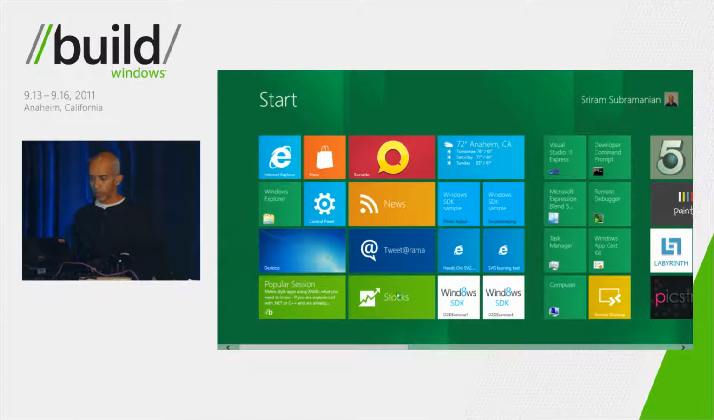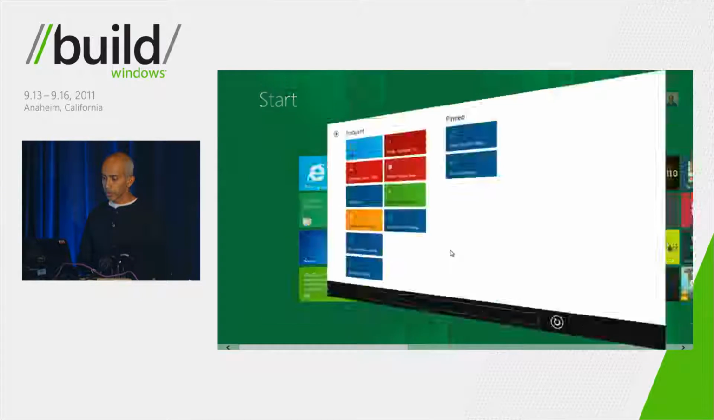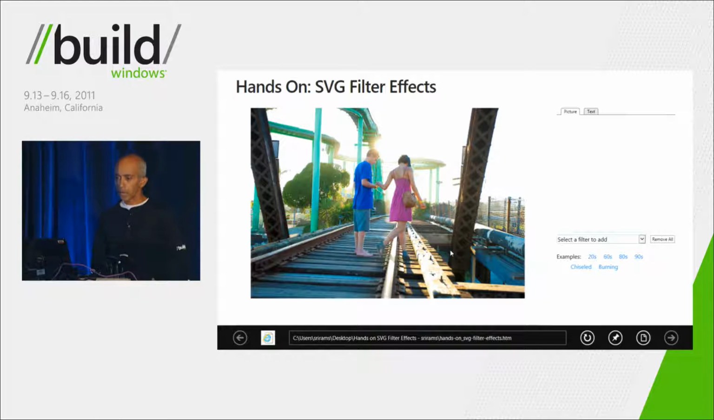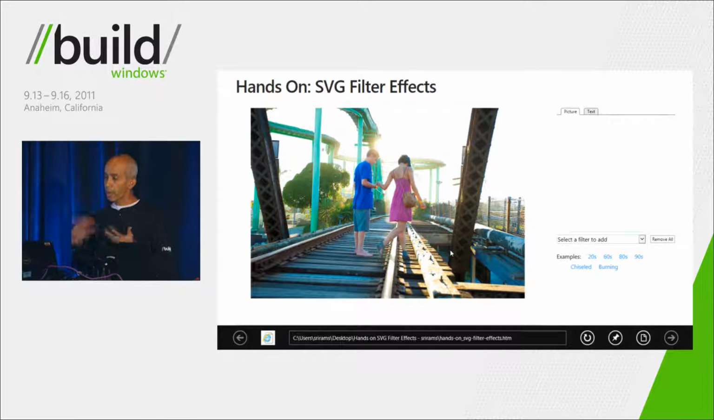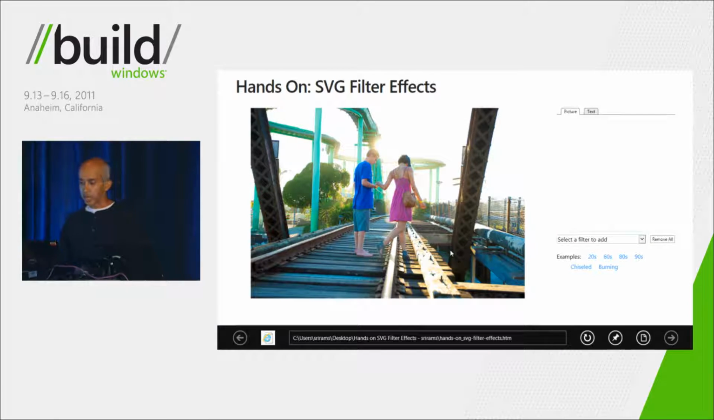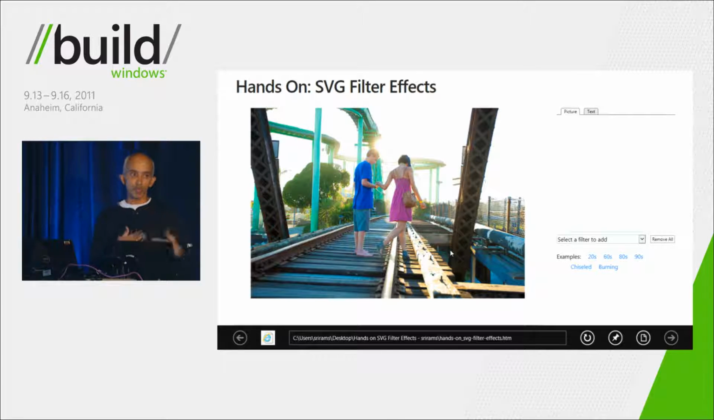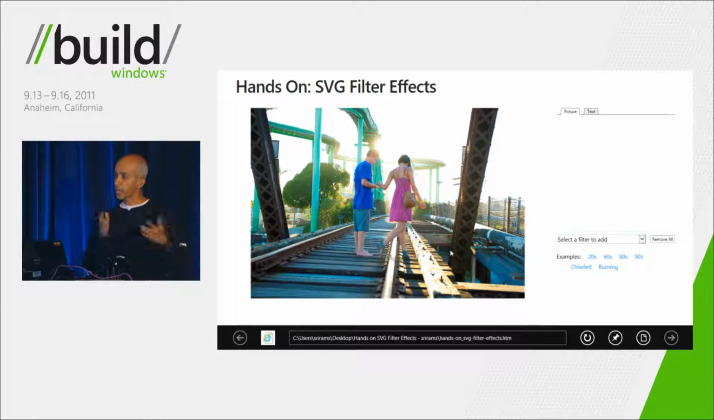Okay, you have the demo machine. So the first one I want to show you is SVG filter effects on a bitmap that is rendered using the image tag in SVG. SVG, for those of you not familiar, is a W3C standard that's been in existence for a while, and IE9 first implemented support for this. So IE10 now supports SVG filter effects.